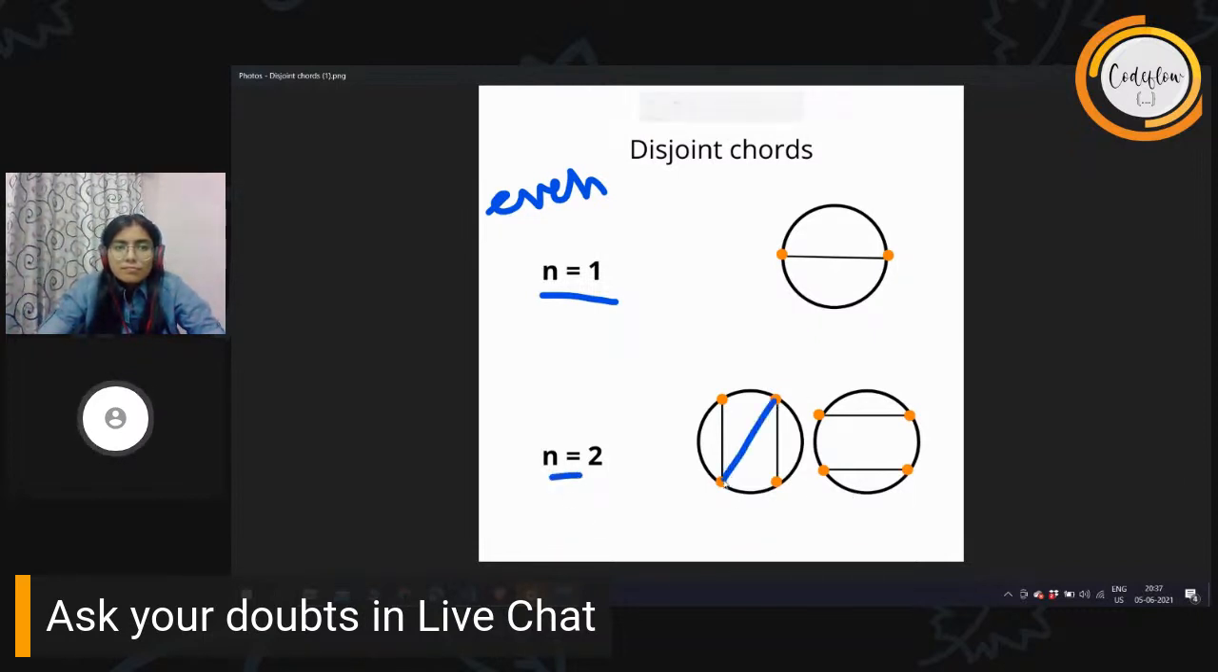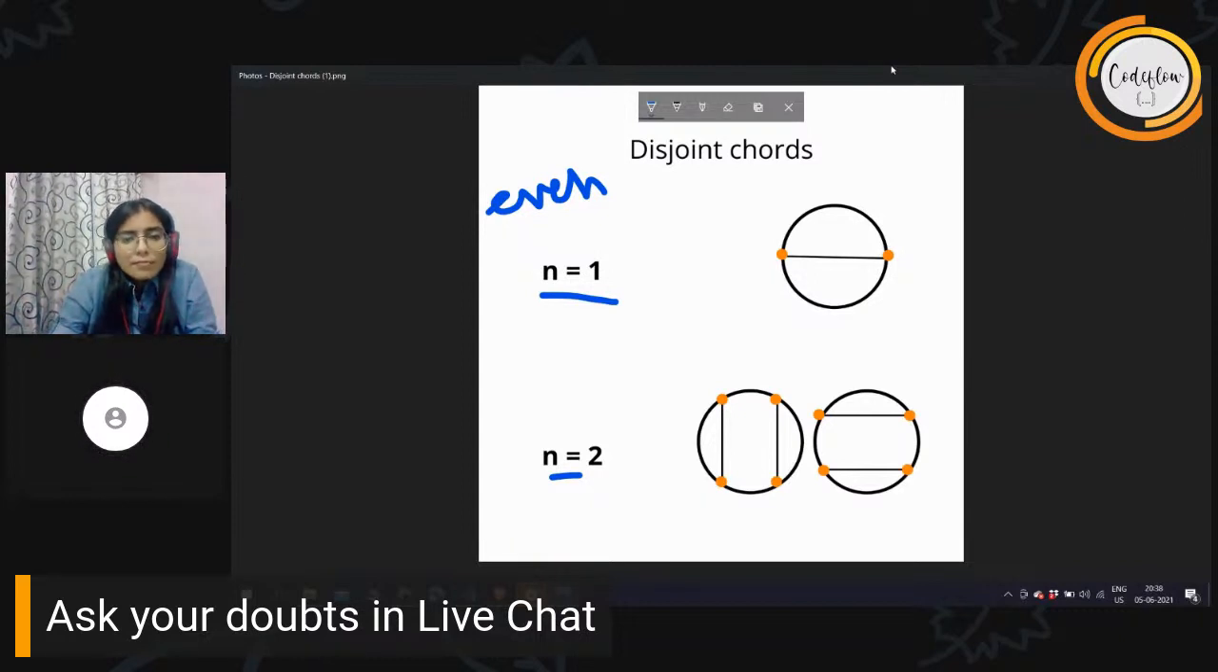Now you might think, why didn't we join like this? If we joined like this, we would have to join the other points like this, so they would have intersected. So this is not what we want. We want non-intersecting chords. Does that make sense? Is this question clear to you? Okay. So this is disjoint chords.